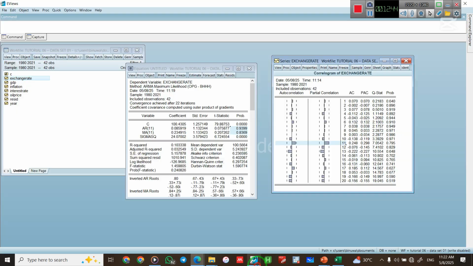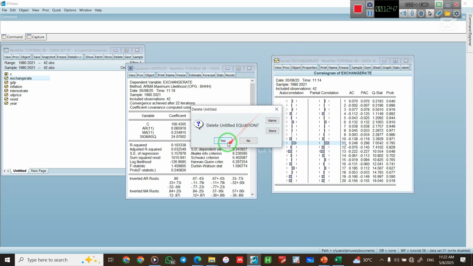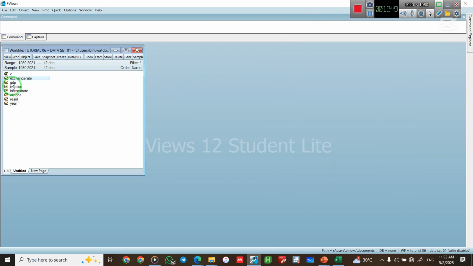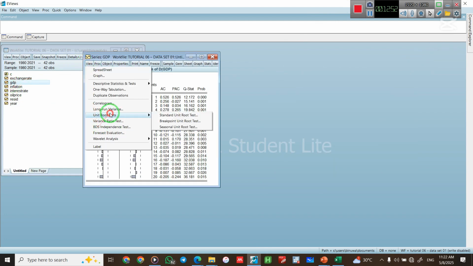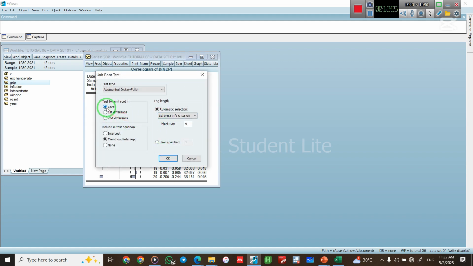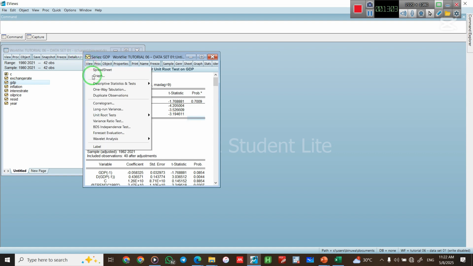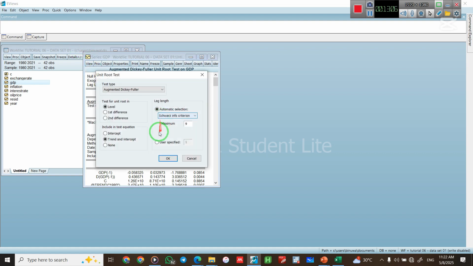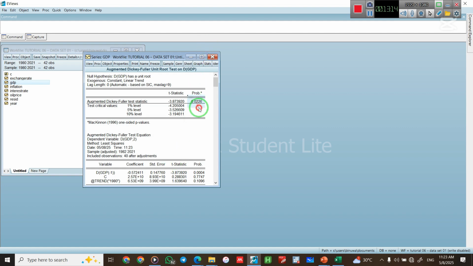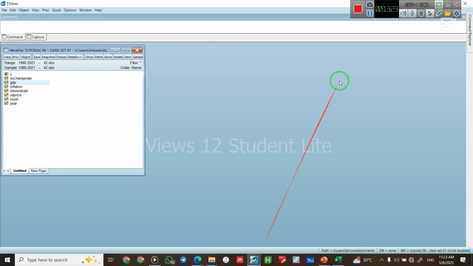So if I go to eViews and check whether it is correct or not, I will double click on GDP, then go to View, Unit Root Test, Standard Unit Root Test. Firstly I will conduct it on level data, so you can see that the probability value is greater than 0.05. So I will go again View, Unit Root Test, Standard Unit Root Test, and we are now conducting the unit root test at first difference, then press OK. So now it is less than 0.05. That means the GDP becomes stationary at first difference, right? So now we are going to run the ARIMA model.